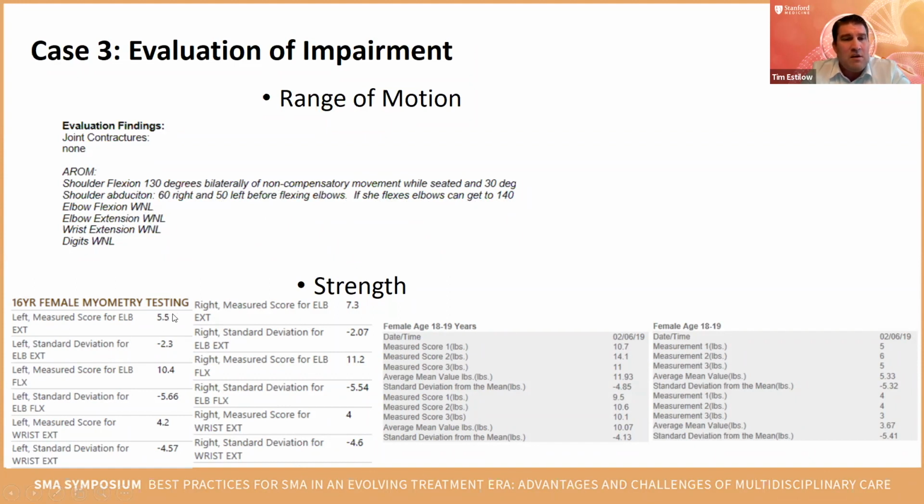Her strength, right? So you can see her strength is far more than our other ambulatory patient with SMA3, right? She's got 5.5 pounds versus 1 pound, right? Our elbow flexors have 10 pounds. So still somebody who can produce fairly good force. But again, if you look at the elbows, her strongest muscle group, where she has 10 pounds of flexion, still way, way, way below where we would expect for a female her age. Okay.